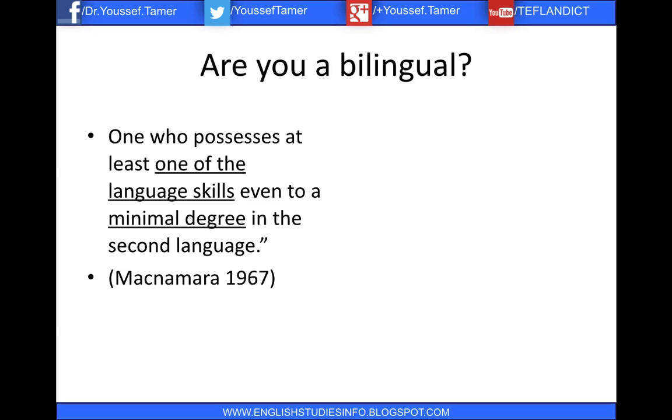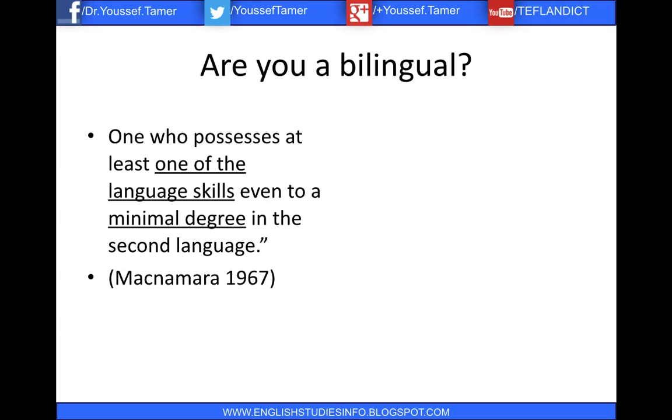So here, this person is referring to a situation where you can have one person, and this person, of course, knows the first language very well, but then knows very little of French. According to McNamara, he's bilingual. That's the meaning of this definition. One who possesses at least one of the language skills, he can be good, he knows, for example, Amazigh or Arabic, Moroccan, and then for French, maybe just orally, he knows.